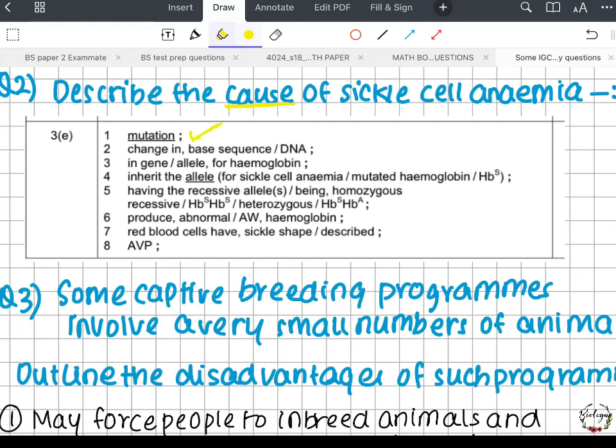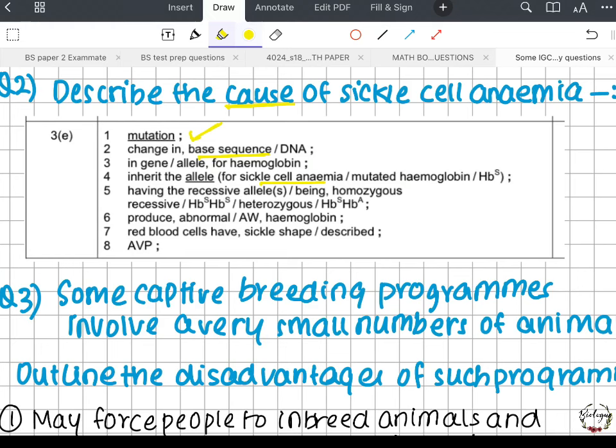A mutation is a change in the base sequence of DNA. And where does this mutation happen? This mutation happens in the allele for hemoglobin. So it is caused by a mutation, which is a change in the base sequence of DNA, and this mutation is in the allele for hemoglobin. When people have sickle cell anemia, they inherit the allele for this abnormal, mutated hemoglobin.